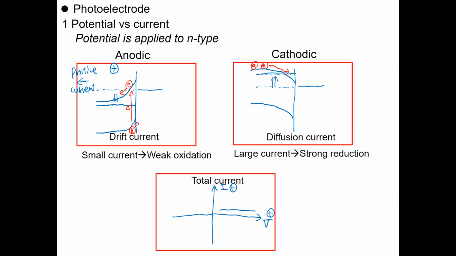And when the potential is applied at cathodic potential, now the electron current is getting larger, and depending on the applied potential, because this is a diffusion current, it's exponentially increasing. So by connecting these two, something like this happens. This could happen. So this is the potential-current dependence for the N-type semiconductor electrode.